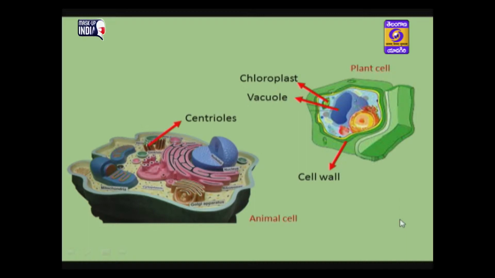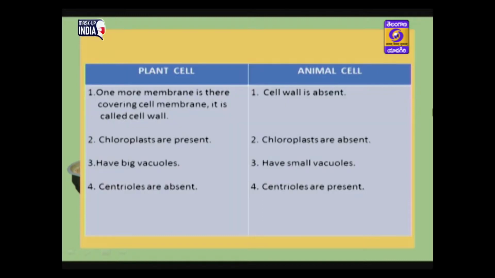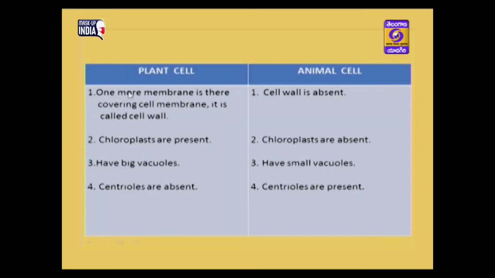We have seen that organisms are made up of cells. Now children, we know that animals and plants are made up of cells. Now let us see, are there any differences between animal cell and plant cell? In the plant cell, one more membrane is there covering the cell membrane, it is called the cell wall. In the animal cell, the cell wall is absent.